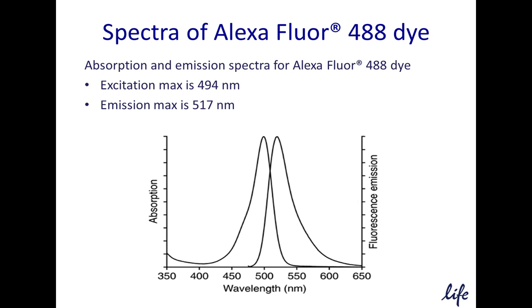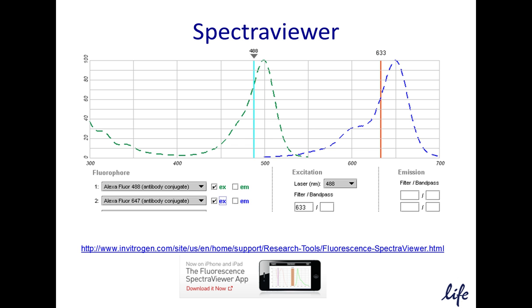So here's an example of the excitation and emission spectra of Alexa Fluor 488. This is a commonly used fluorophore, and this contains very practical information about the wavelengths of light that we need to supply and detect in order to use the fluorophore effectively.